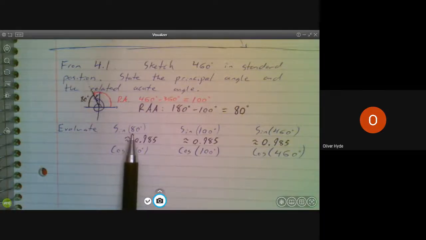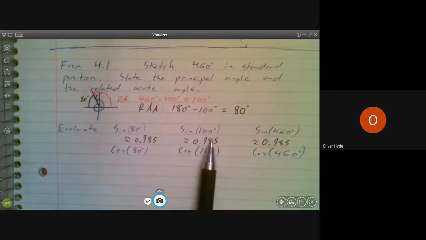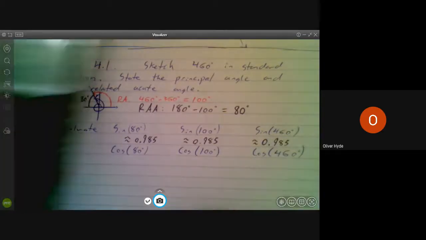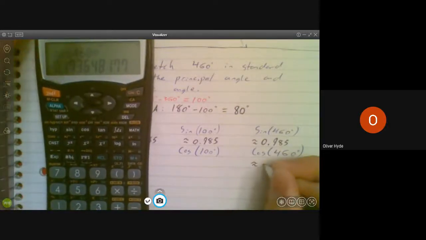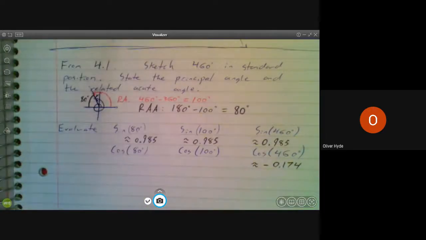The sine of the related acute angle is related to the sine of the principal angle. Is it always the same? Let's find out. Let's start over here with the cosine of 460 degrees. Now this might be new for us here. We have a negative ratio. In triangles in grade 10, how could the ratio of the adjacent to the hypotenuse ever be negative? When would we ever have a negative side length in triangles? We're going to have to stop thinking about trig as being related solely to triangles in 4.2.